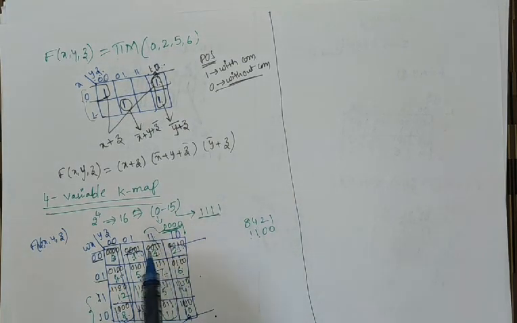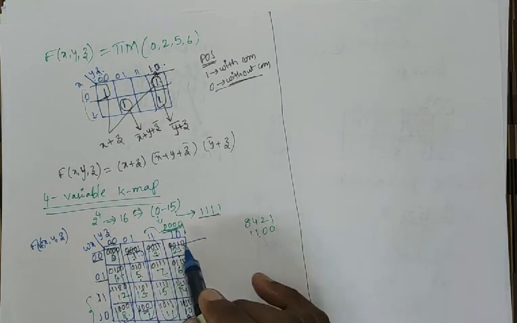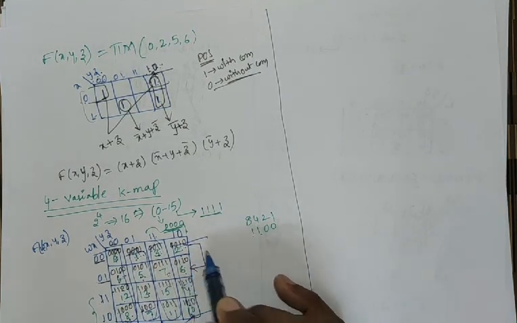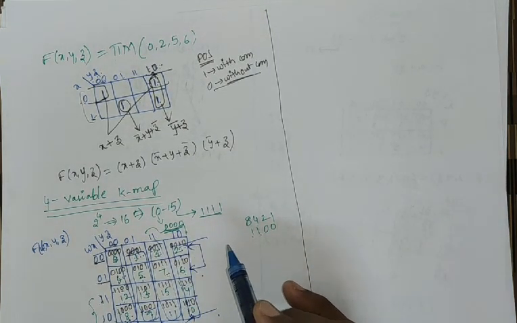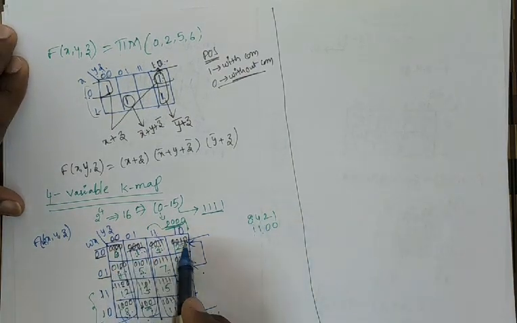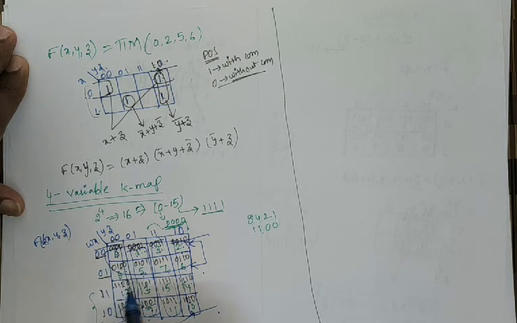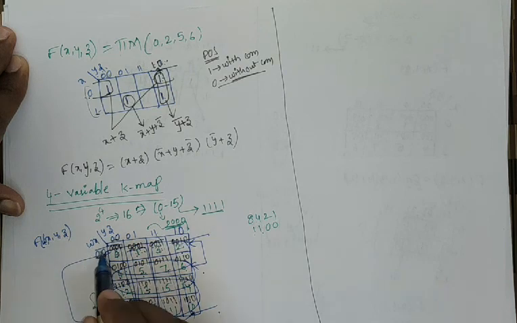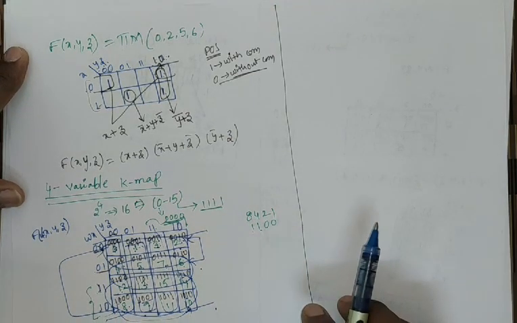So that means the entire first row is adjacent to the second row. Clear? The first row is adjacent to the second row. So these two are adjacent to each other. Okay, like the same, 4 is adjacent to 12, 5 is adjacent to 13, 7 is adjacent to 15. Like the same, these two are adjacent to each other, and these two are adjacent to each other. These columns are adjacent to each other, and these two rows are adjacent to each other. That means the terms are also adjacent to each other.